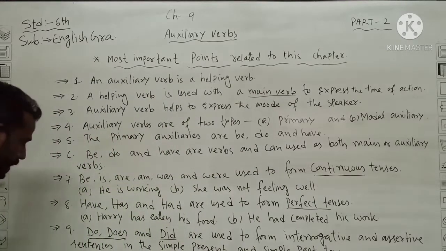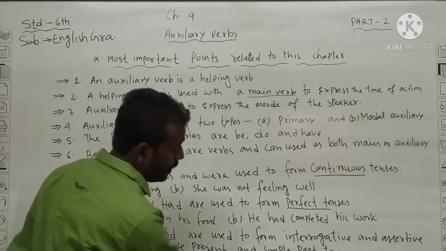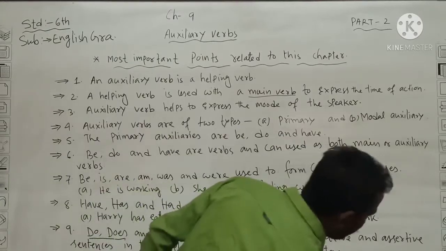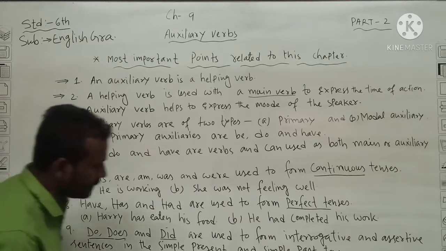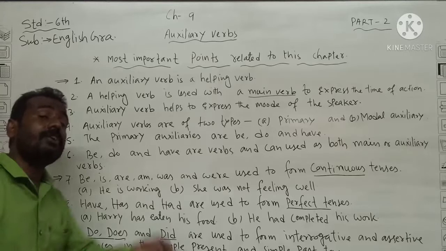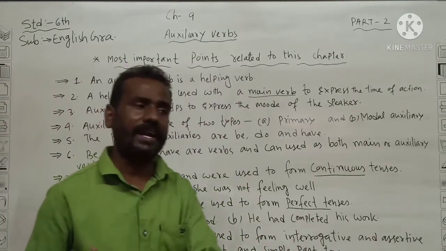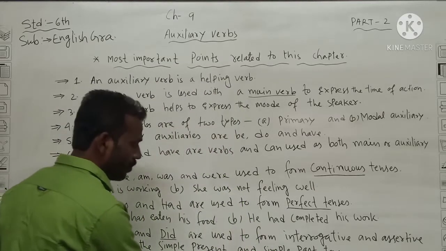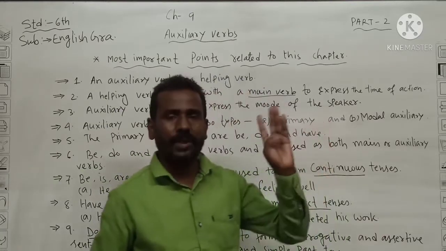Point number 10. Primary auxiliary changes according to the number of the subject and also the time of the action. What? Primary auxiliary changes. Primary auxiliary what? Am, is, are, was, were, have and has, had. These are primary auxiliary. They change according to the persons.